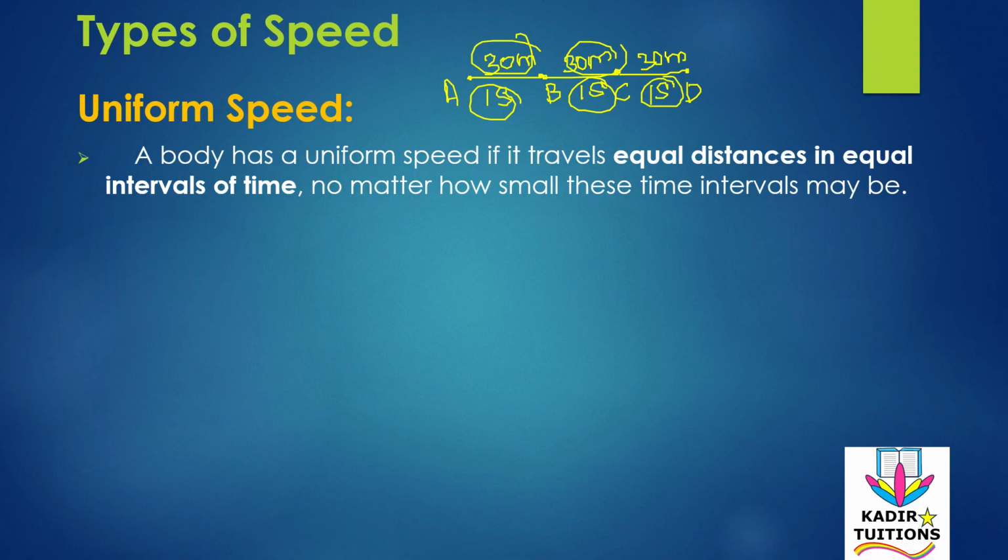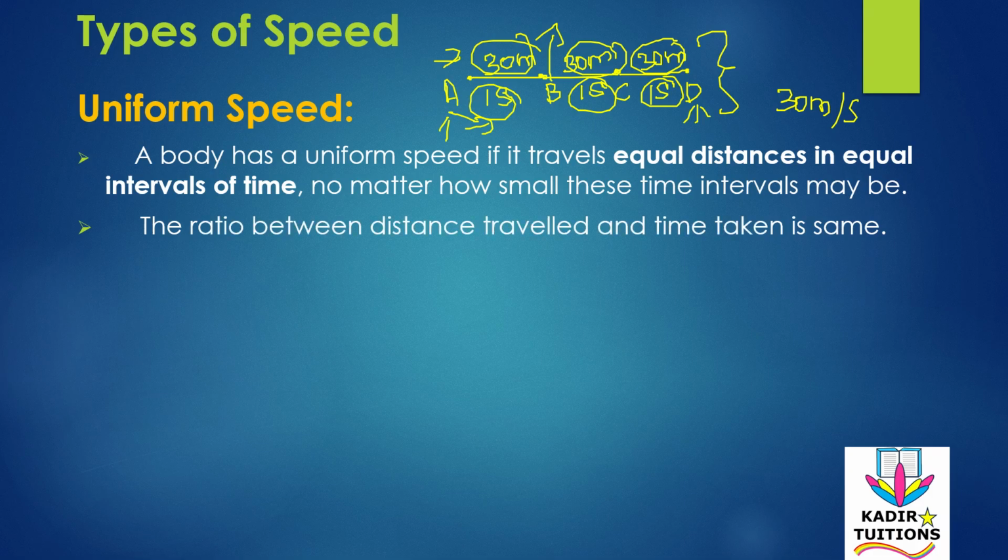That means equal distance only. Whenever a case is like that, we will say it's a uniform speed. So wherever you check the speed of the object when it is moving from position A to D, it will always be 30 meter per second only. That's why we can say uniform speed is constant speed also. And one more thing we can say: the ratio between this distance and the time duration will always be the same in case of uniform speed.